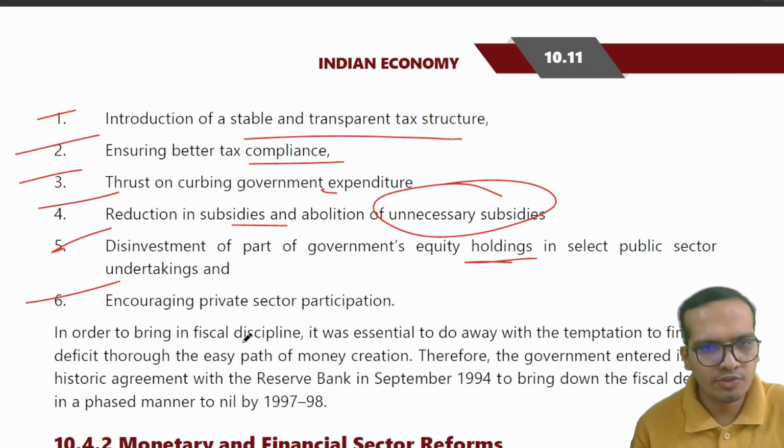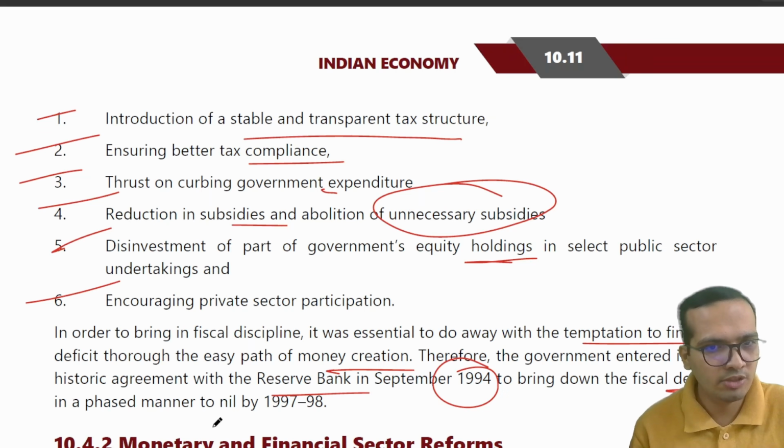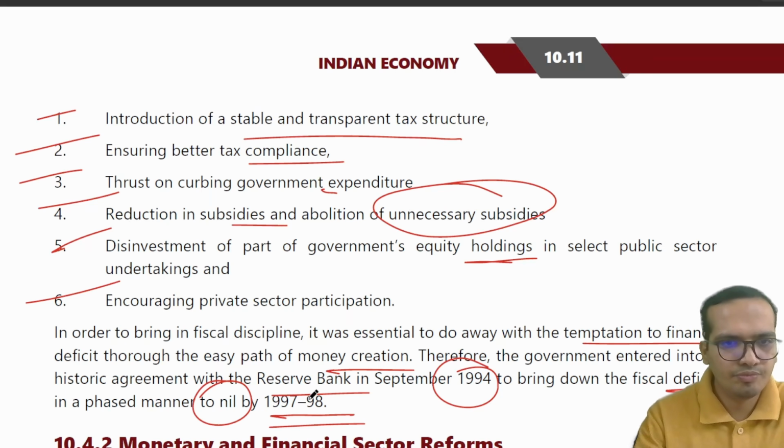In order to bring in fiscal discipline, it was essential to do away with the temptation of financing the deficit through the easy path of money creation. Therefore, the government entered into a historic agreement with the Reserve Bank in September 1994 to bring down the fiscal deficit in a phased manner to nil by 1997-98.